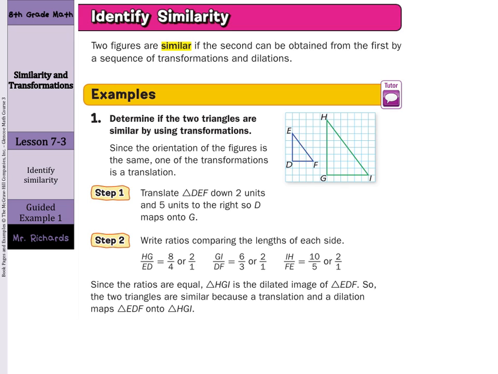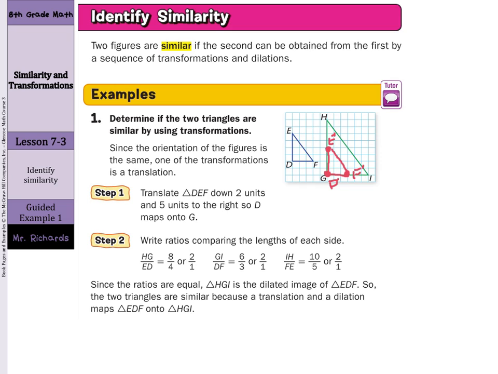So we're going to go, all right, from D, 2 down and 5 to the right, so D maps on top of G. And once you do that, that's what it would look like, where you would have new D there, new E here, and new F there. Now it says write the ratios comparing the lengths of each side.